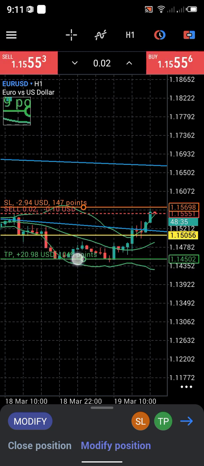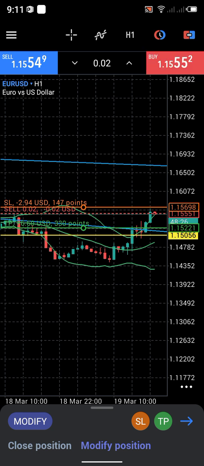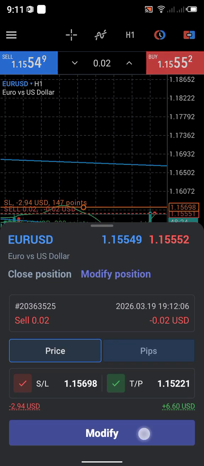TP I'll hold until we reach around, I think here is optimal. It's around $6. Okay, $6 of TP.